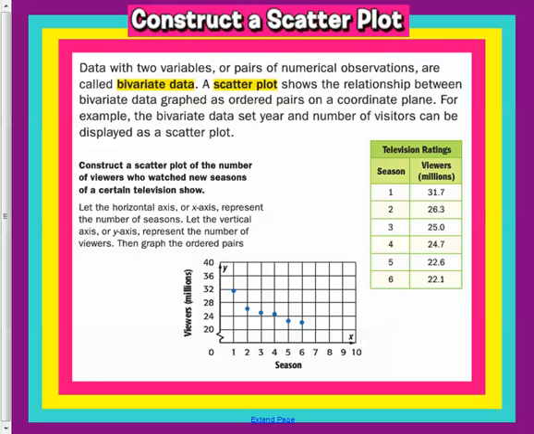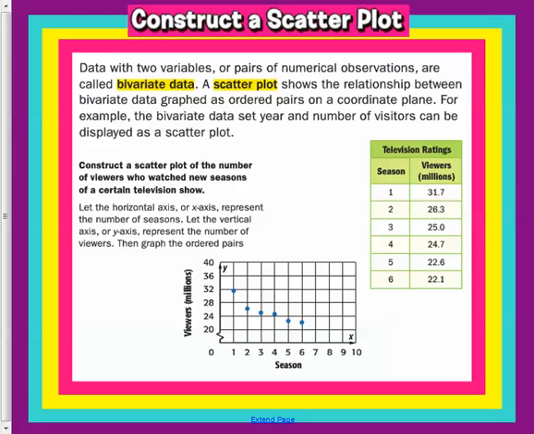So when you're constructing a scatter plot, which is our goal today, we take data from two different variables and we take their pairs, which are called bivariate data. Okay, make sure that you have that word written down in your notebook. A scatter plot shows the relationship between the bivariate data graphed as an ordered pair.